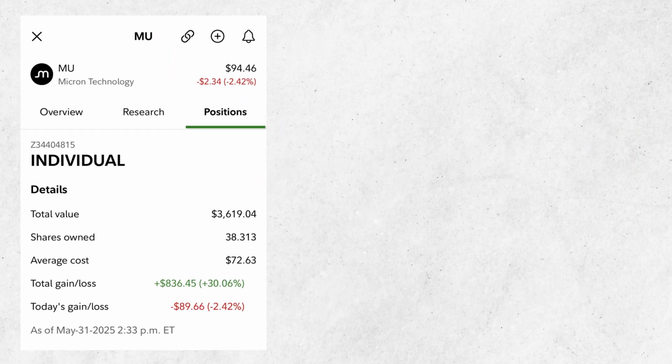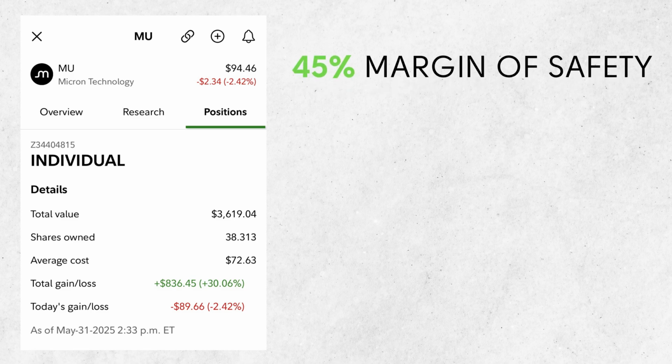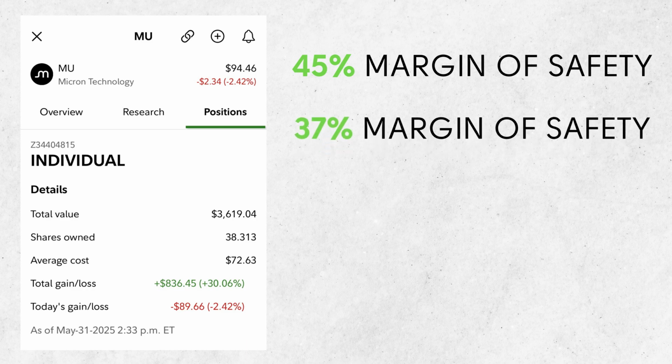Looking at my portfolio, I bought Micron for an average cost basis of $72 a share. This is under all our valuation estimates with the exception of book value. This provides a 45% margin of safety when compared to Graham's valuation of 130 and a 37% margin of safety compared to the conservative discounted cash flow estimates. These margins played a major role in my decision to purchase around $3,000 worth of Micron at $72 a share.